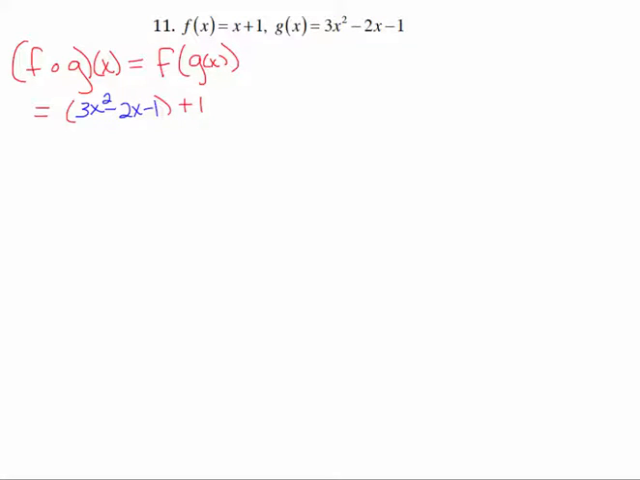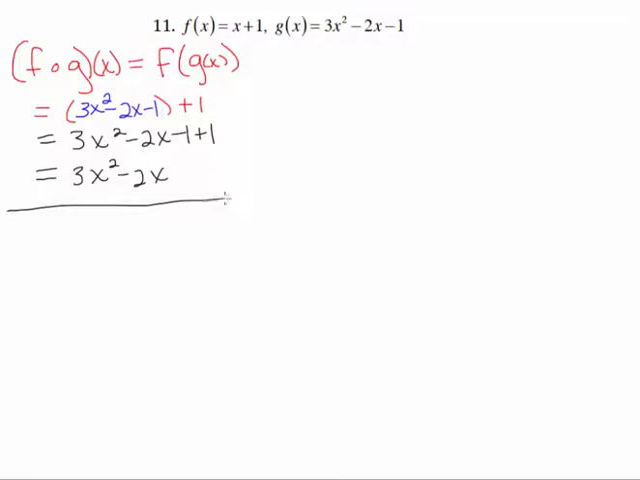And then all you need to do is remove parentheses and combine like terms. So that's 3x squared minus 2x minus 1 plus 1. And the ones are going to cancel. You get 3x squared minus 2x, and that's it.